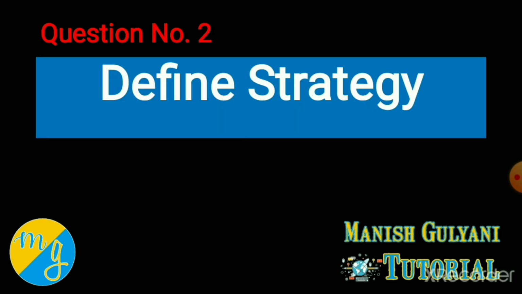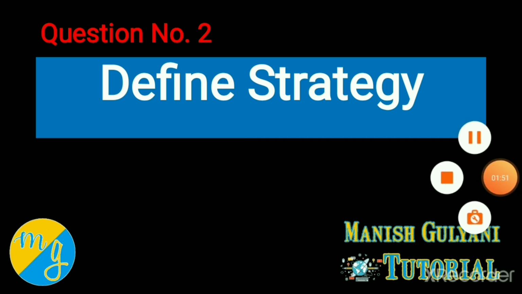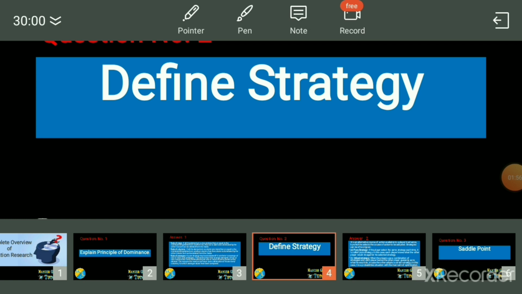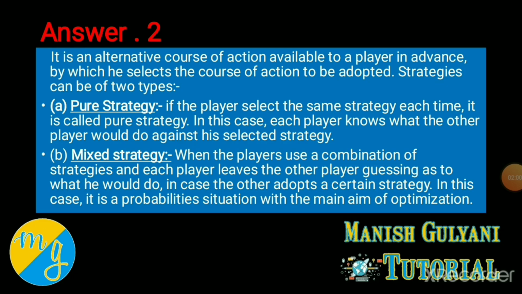Now second concept, define strategies. Now what is strategies? This term also you have heard in theory of game chapter. Strategy simply means it is the alternate course of action available to a player, to your competitor in advance. So there are mainly two types of strategies. One is pure, second one is mix. Now how can you identify whether it is a case of pure strategy or a case of mix? On the basis of saddle point you can identify cases pure or mix.